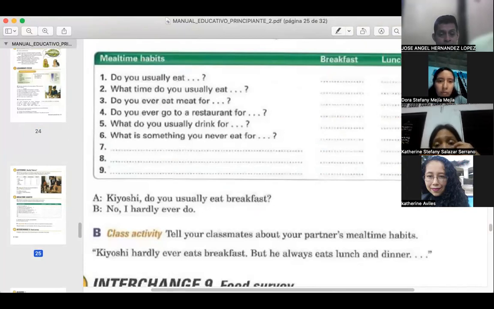Mealtime habits. Okay, we're going to make questions to our classmates. And for example, I would say, Catherine Avilés, do you usually eat eggs for breakfast? Si yo le pregunto eso, give me your answer, please. I am not usually eat for breakfast.